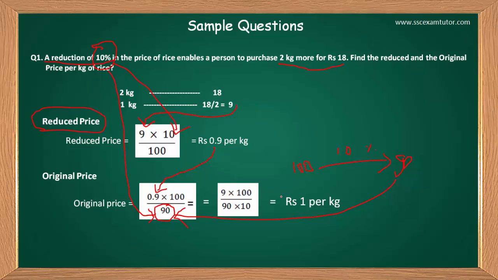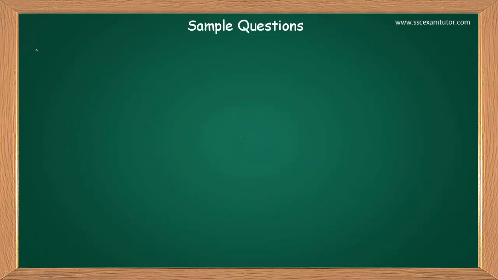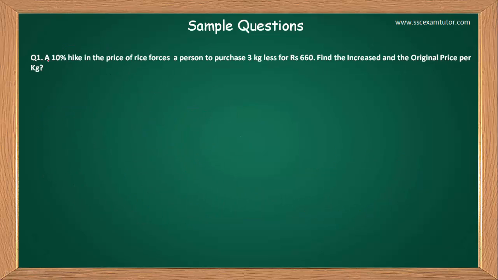So it's very easy to solve, and apply these tactics when the question starts with a reduction. Now let's see the second question, which starts with the hike. The method is very similar and you won't find any difficulty in understanding it, and you are asked to find the increased and the original price, right? So again start with the same tactics. It means find the increased price of 1 kg.